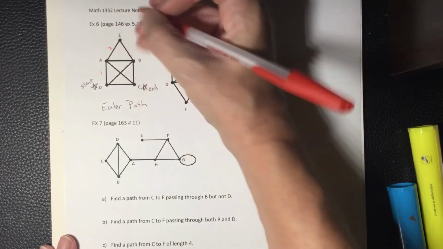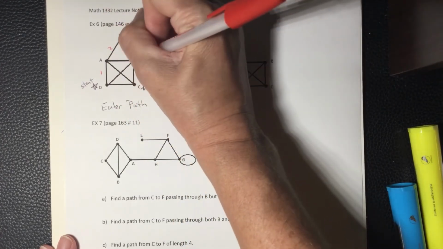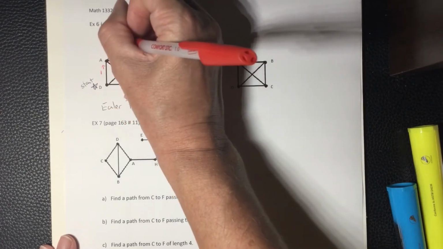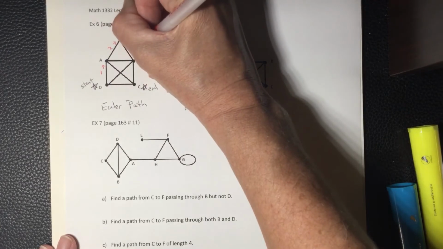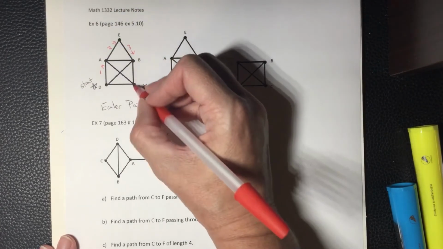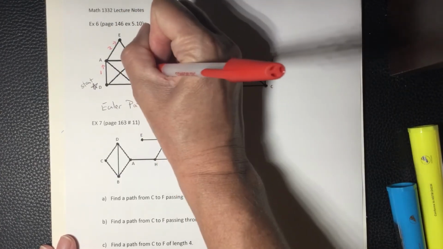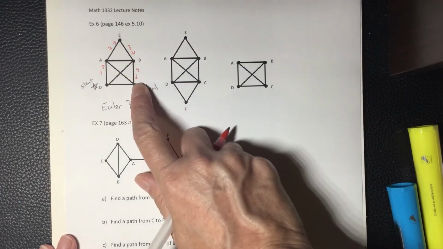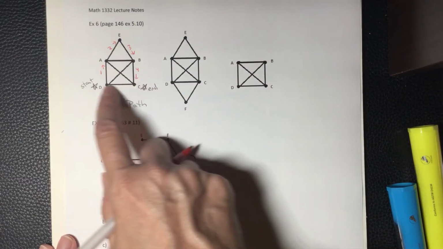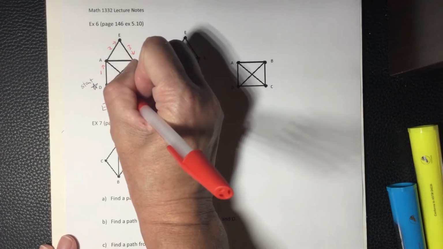My second edge was here. My third edge was here. So I'm traveling around, and you can put little arrows if you want to indicate direction. And then I'm going to come down from B to C, and that's going to be 4. Now from here I've got some choices. I'm going to go ahead and go across the bottom to 5.